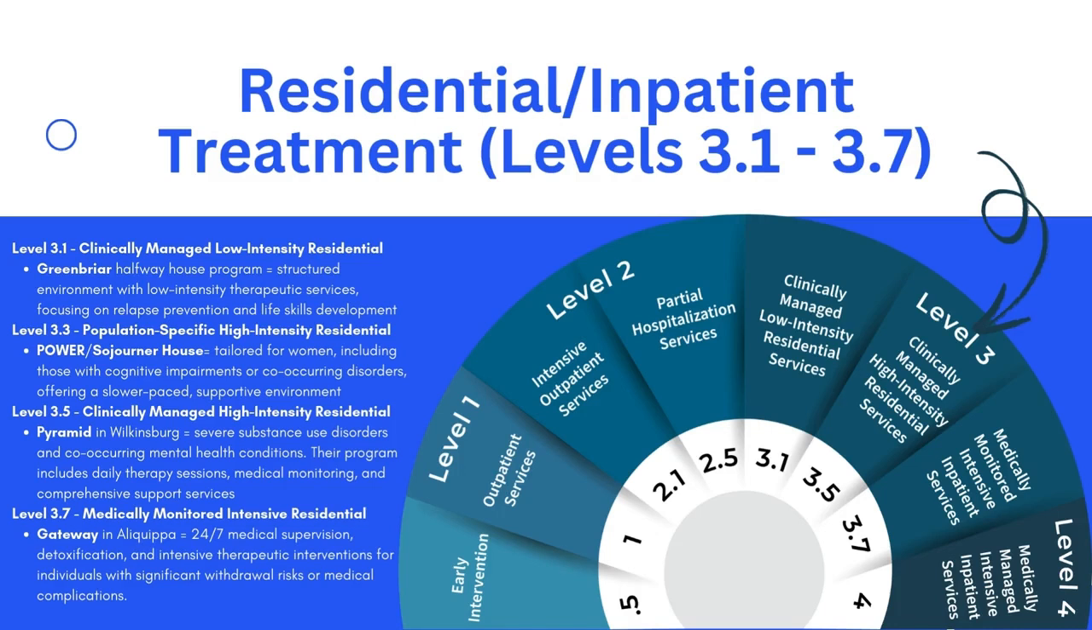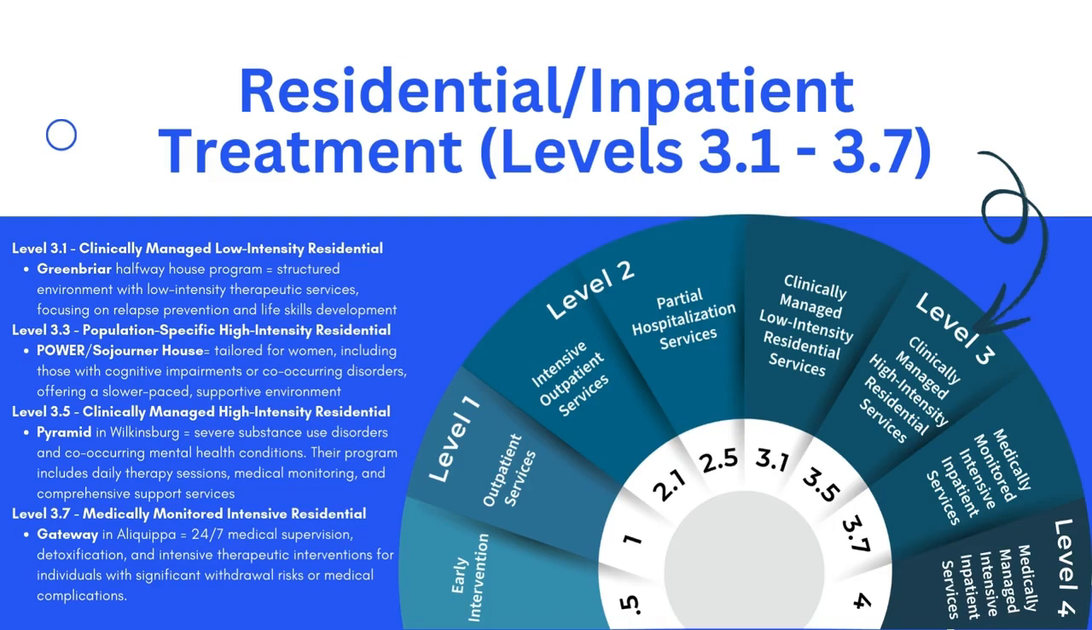Moving on to level 3.5 or clinically managed high-intensity residential. This is for individuals with severe addiction, multiple relapses, and co-occurring disorders who need intensive therapy and structure. This is going to be daily therapy, relapse prevention planning, case management, medical monitoring. So a person with severe opioid addiction and mental health instability who has failed in outpatient settings. So we're going to look at dimensions 3, 4, 5, and 6 for this one.